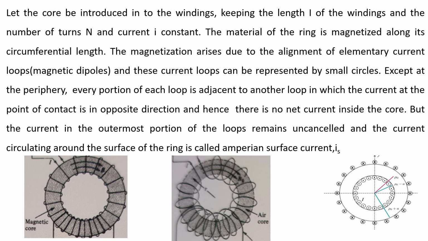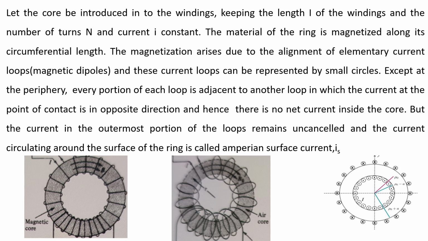Anyway, in this case also, when a core is introduced into the toroid, magnetization of the core takes place, and because of magnetization, magnetic dipoles will be induced in it. These magnetic dipoles can be represented as current loops, and these current loops can be represented by small circles. In the interior of the core, if we consider adjacent current loops, then the current in the adjacent loop will be in the opposite direction.